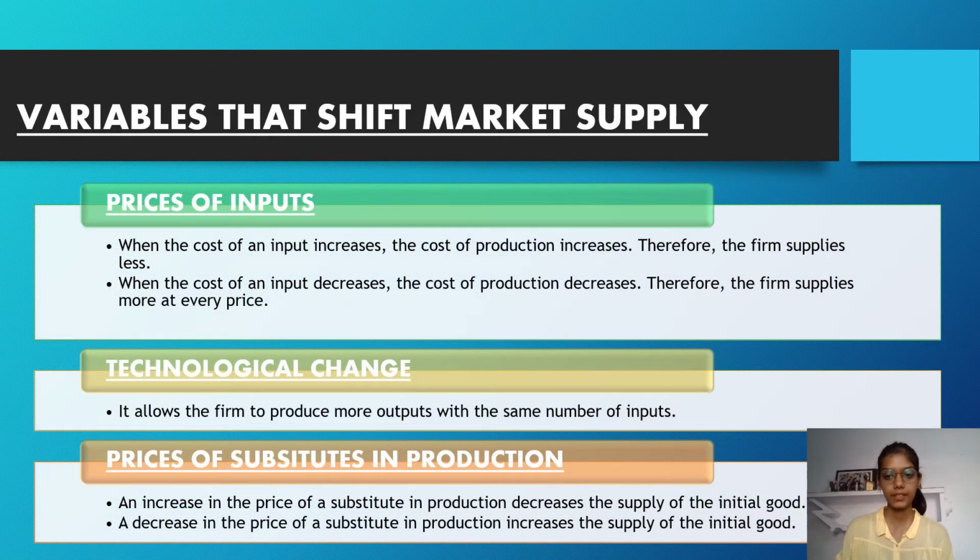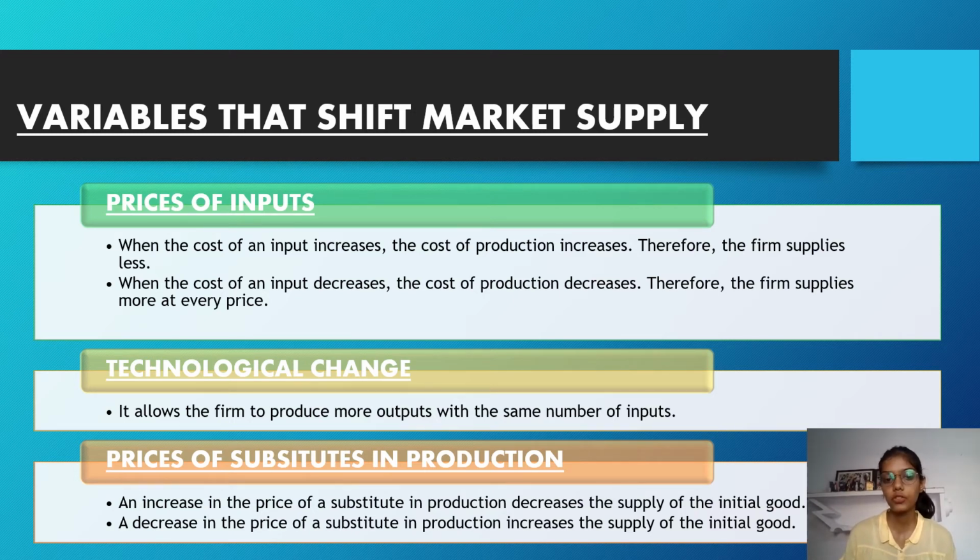Variables that shift market supply. Firstly, prices of input. When the cost of input increases, the production cost also increases. As a result, the firm supplies less. Likewise, when the cost decreases, the firm supplies more products at every point of price. Secondly, technological change. It allows the firm to produce more output with the same number of inputs.